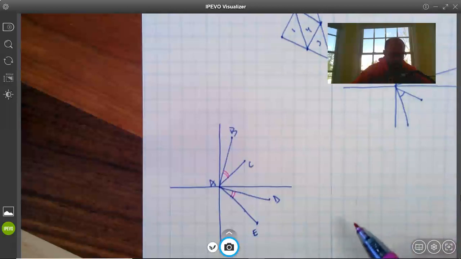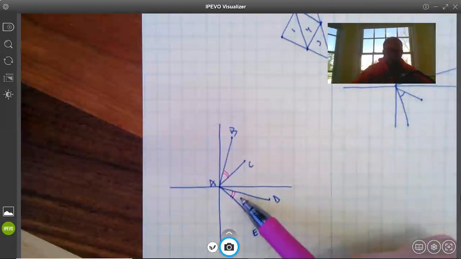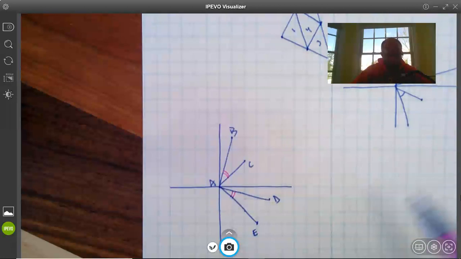They look kind of like they're the same, although the way I've drawn it, I think that one looks a little bit smaller, but it could just be my sloppiness. So we're trying to figure out a way to show for sure that these two angles are the same.